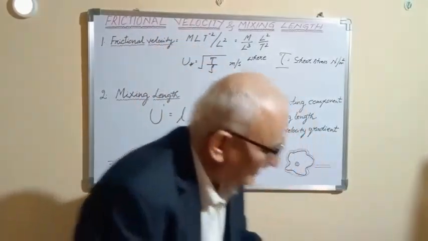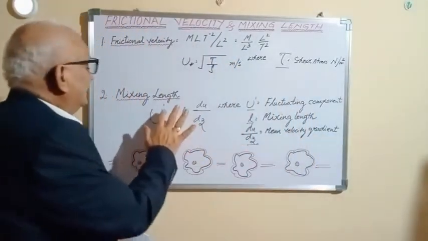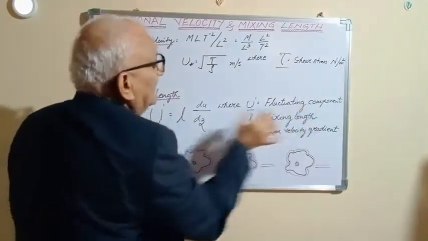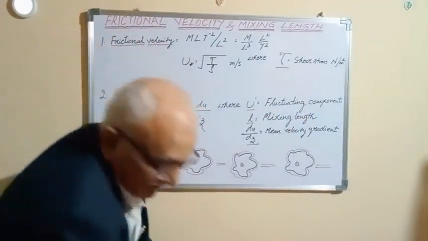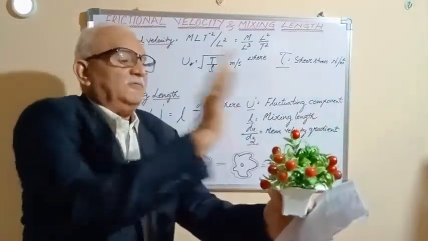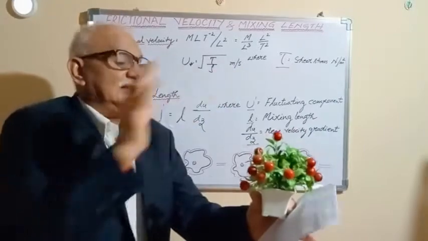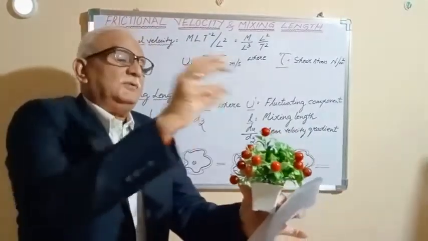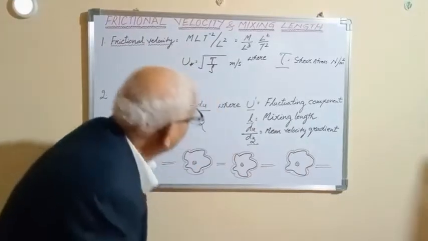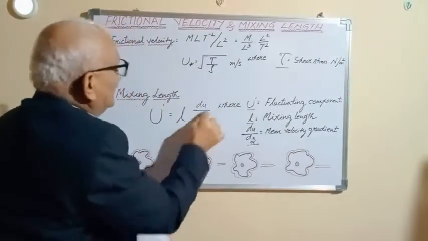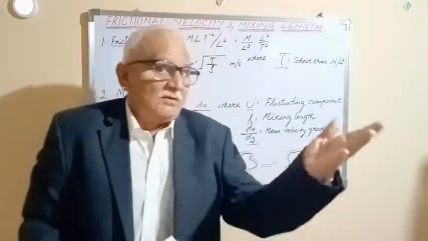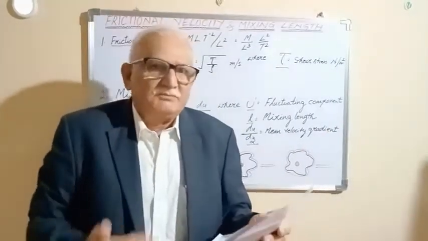Now, the expression for mixing length is u' = L du by dz, where u' is the fluctuating component in a fluid. Fluctuating component means, say, in a hot orchard crop, a fluctuating component is occurring here. Now, a parcel has entered with some molecules. Now, what is happening here? L is the mixing length, and du by dz is the mean velocity gradient. Now, where is this particular term mixing length used?